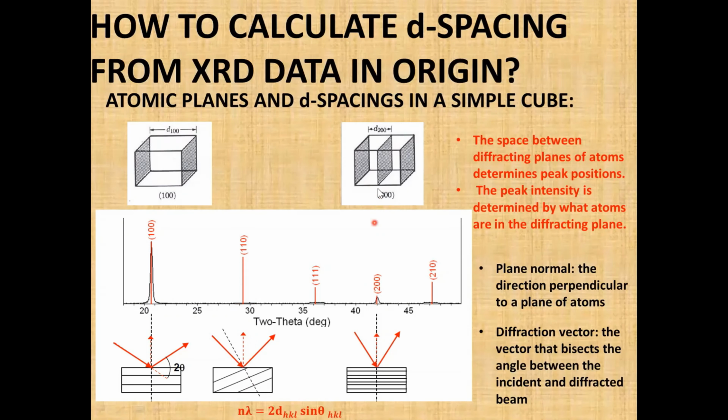As 200 planes are parallel to 100 planes, they are diffracted as well, at 41.2 degrees of 2 theta. Please note that the dotted lines represent the diffraction vector, meaning the vector that bisects the angle between the incident and diffracted beam, and the red arrow represents the plane normal, the direction perpendicular to a plane of atoms. So both should be parallel to get the diffraction peak.